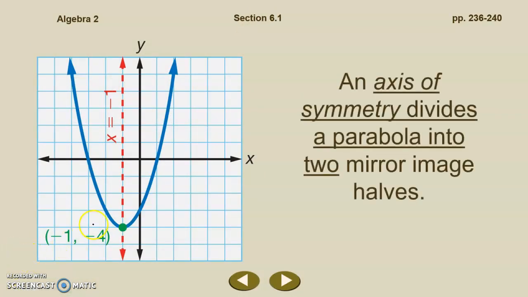Now, when you look at this parabola, you can see that an axis of symmetry divides the parabola into 2 mirror image halves. If we draw a line right down the middle here, you can see that the side on the left is equal to the side on the right. Each side is a mirror image of the other. This line that we've drawn right through the middle is called the axis of symmetry. And the axis of symmetry occurs when x equals -1.